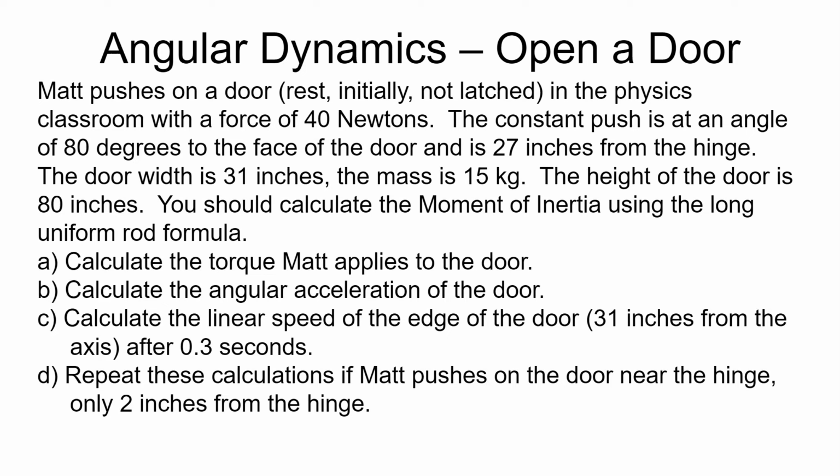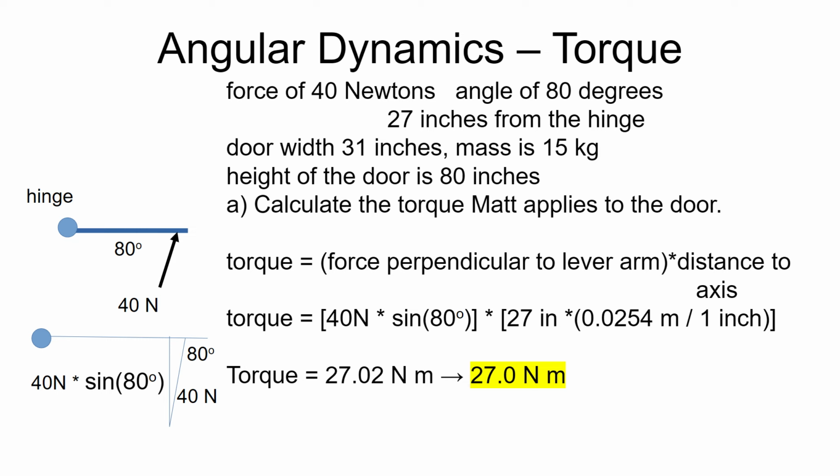This sample problem deals with opening a door and calculating the torque, the angular acceleration, and the linear speed of the outer edge of the door, and then repeating the calculation if the person applies force near the hinge instead of near the end of the door. That sometimes happens if there's a crash bar on a door and you're not sure which side the hinge is on. So let's go into our calculations here.